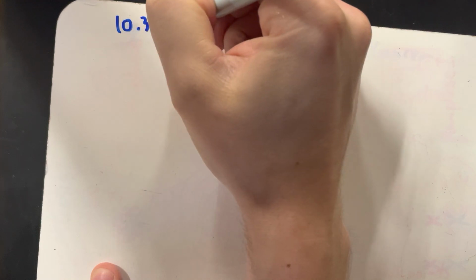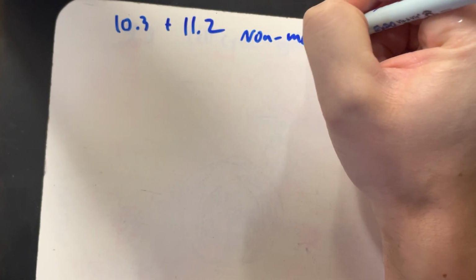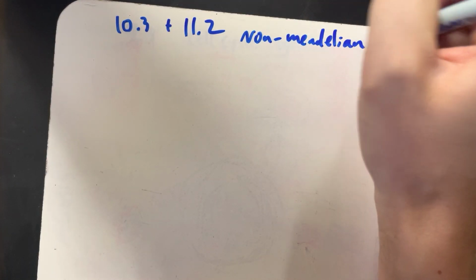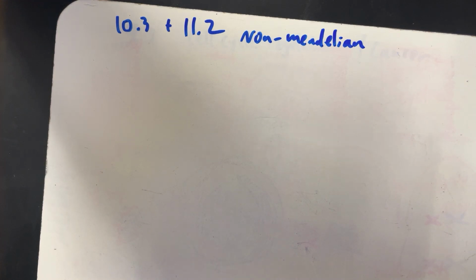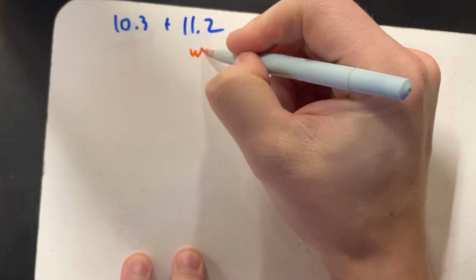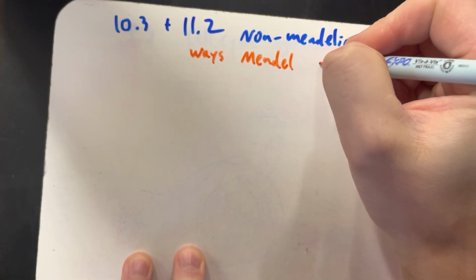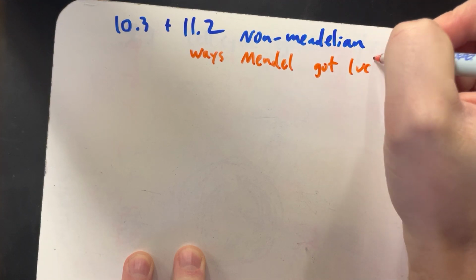10.3 and 11.2. This is non-Mendelian inheritance, or as I like to think of it, we're going to list some of the ways that things differ from Mendel.